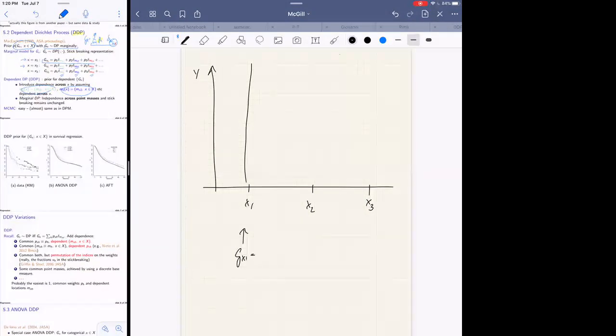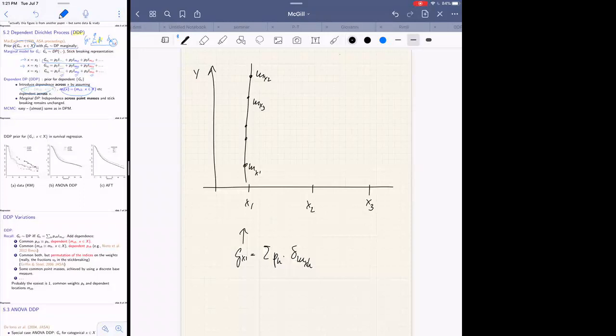So here I'm going to construct now Gx1. Gx1 has to be a summation of weights at certain locations, where the locations are simply an IID sample from some base measure. So let's just pick some locations here. I generate them now by hand. Those are the locations, those are the atoms. So this one here was M sub x1, M sub x2, M sub x3, and so on.